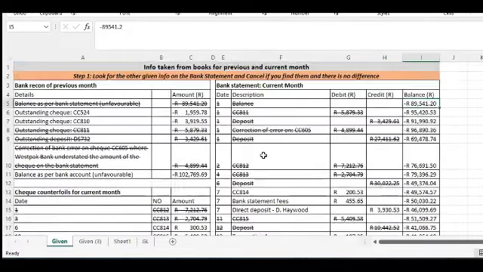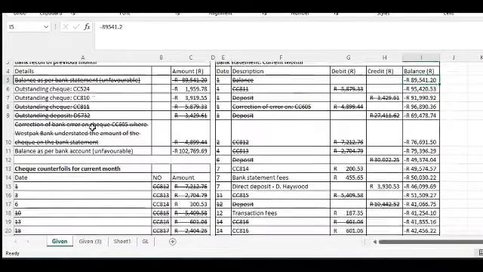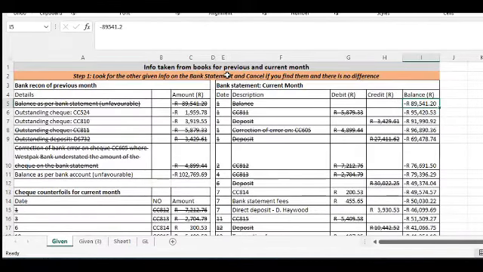Okay. So what is the first thing we do when we are doing a bank reconciliation statement? Well, we first look at the other info that was given, and then we compare it with the bank statement, and then we cancel it if we find the same information in the bank statement and there is no difference. If you find information in the bank statement that was also in the other information given, but it is not exactly the same, then you park it. You cannot go and delete it immediately.